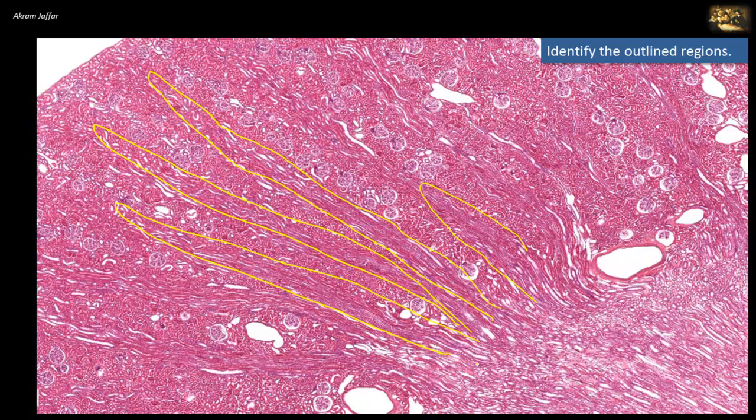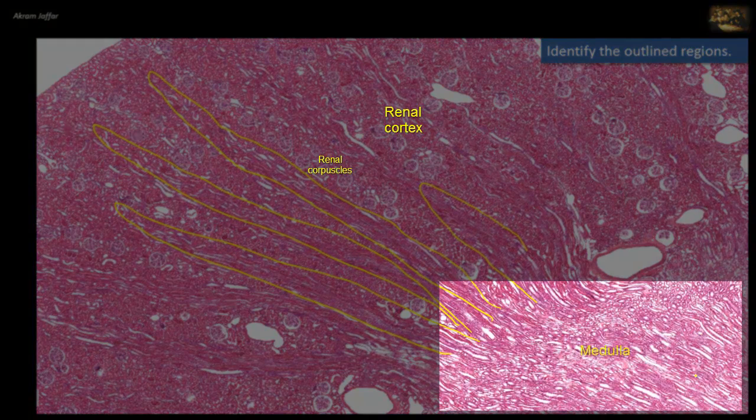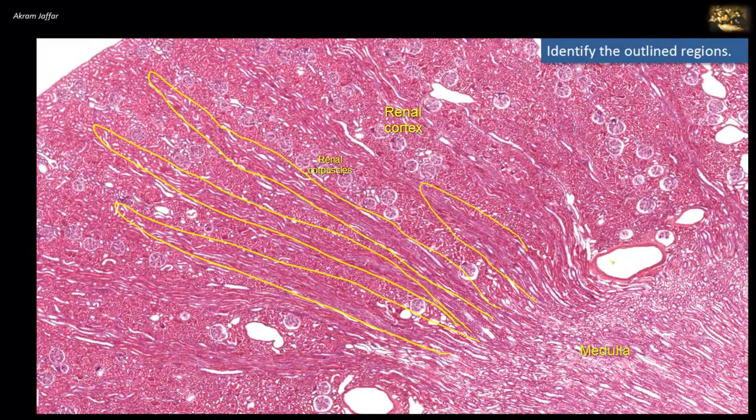Identify the outlined regions. Here's the region of the cortex where you can see multiple renal corpuscles. This is the region of the renal medulla, base of the medullary pyramid. These are sections in arcuate arteries. The outlined regions are called medullary rays, and are located in the renal cortex, yet they are called medullary rays because they represent projections of tubules between the cortex and medulla. Mainly they contain collecting ducts on their way into the medulla.